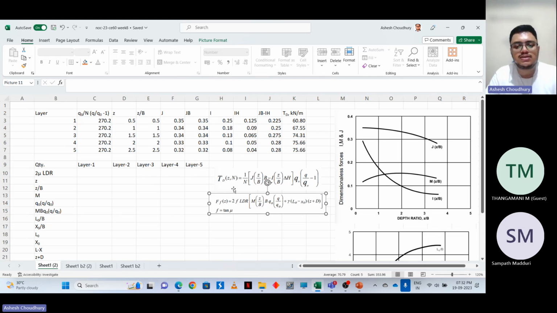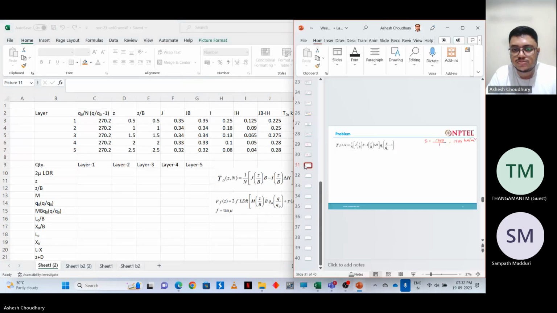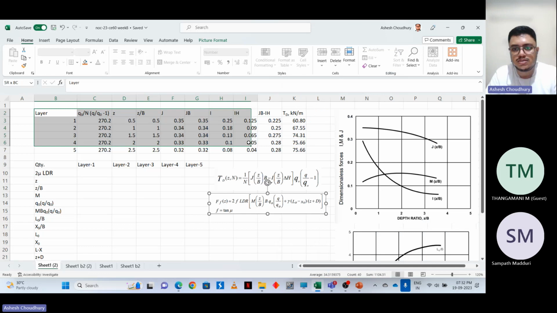For that, see all the terms. One by one again, we will repeat all these terms. The first term is twice F times LDR. What is F? F is nothing but tan of phi u, which is equal to mu. I have written it here, you can see. I will just copy this table and paste it here.